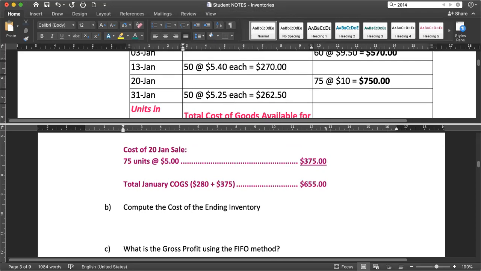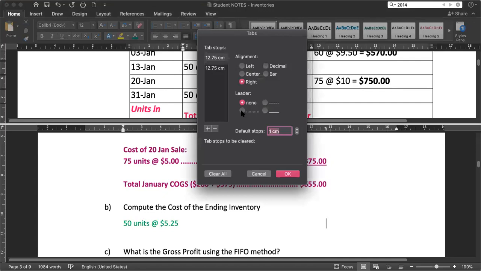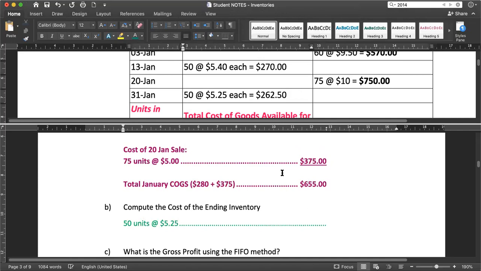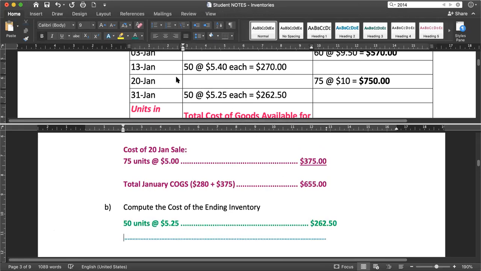50 units at 5.25, and that would be $262.50. Let me just kind of bold this a little bit. All right, then we have, going back to the next purchase, another 50 units.